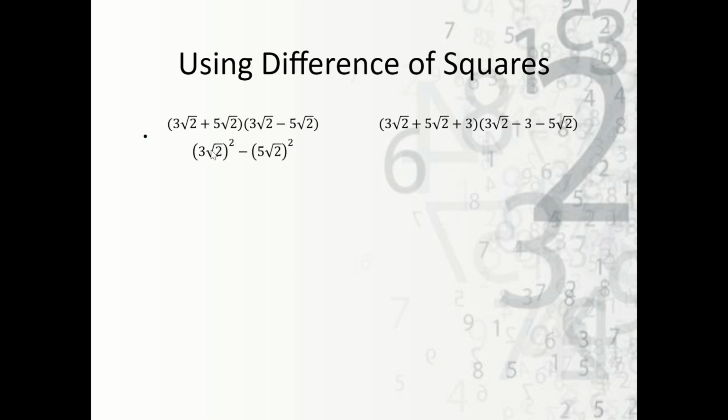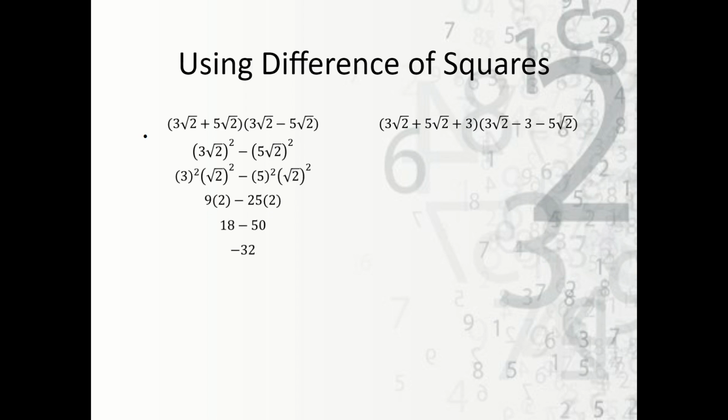Now when we square this, we're going to square the coefficient and square the square root. So 3 squared is 9 and square root of 2 squared is just 2. So we end up with 3 squared and square root of 2 squared, minus 5 squared and square root of 2 squared. Well, 3 squared is 9. Square root of 2 squared is just 2. 5 squared is 25. And square root of 2 squared is 2. So we end up with 9 times 2 minus 25 times 2. Well, 9 times 2 is 18, and 25 times 2 is 50. So we get 18 minus 50, which is negative 32.